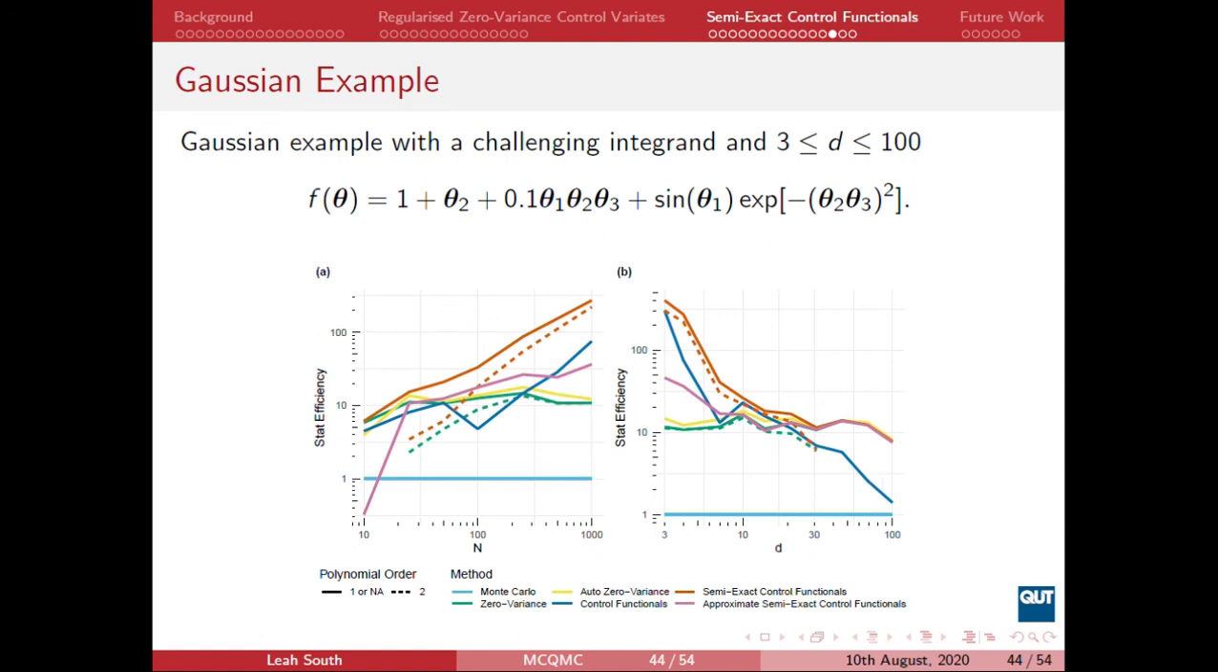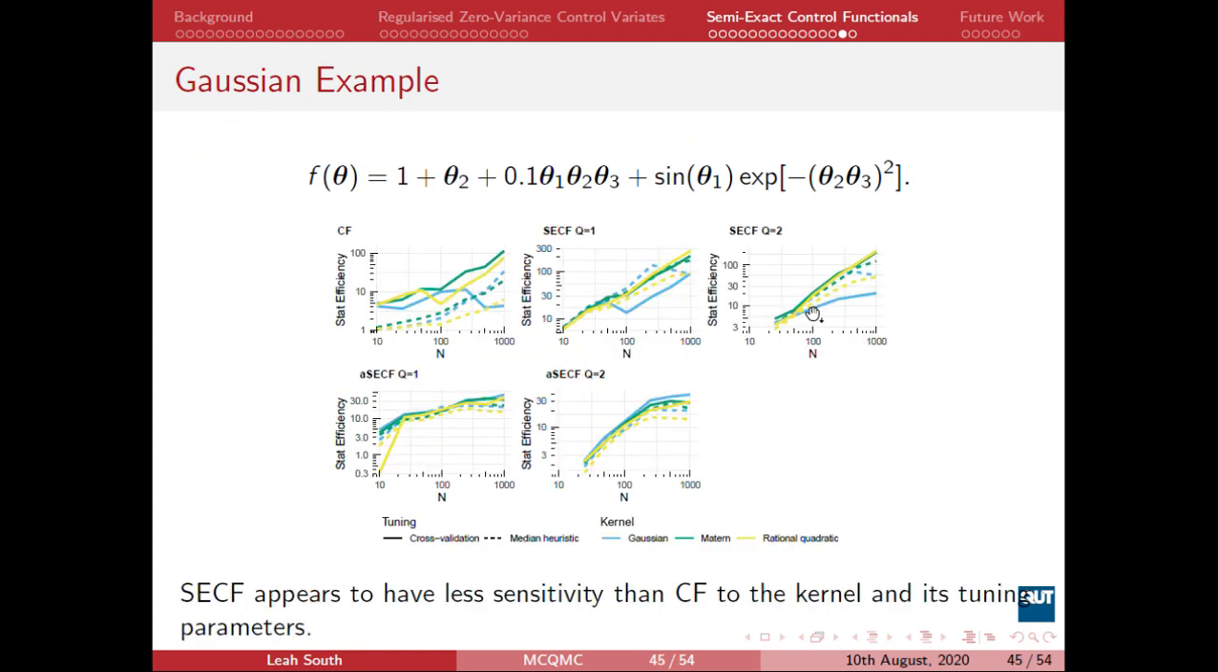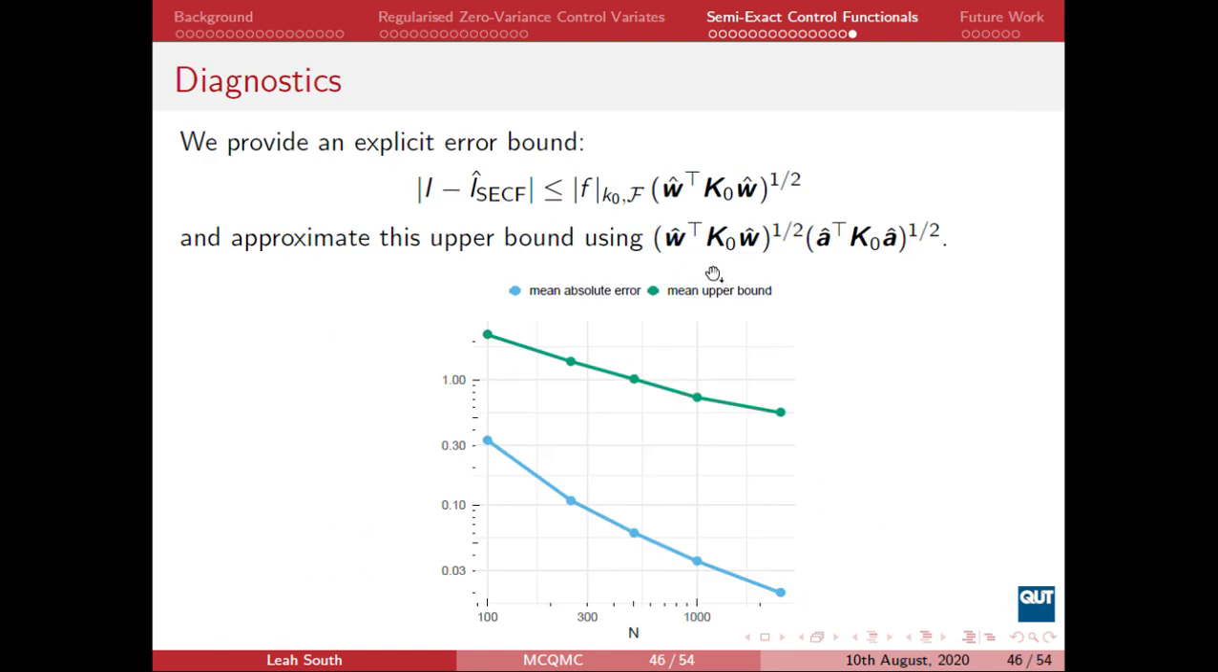In general, what we found is that if control functionals went well on the problem of interest, then semi-exact control functionals can go similarly or better. And if zero-variance control variates went well, then semi-exact control functionals could go similarly or better. So regardless of whether the parametric or non-parametric approaches were working previously, our approach can be competitive with previous methods given a sufficient sample size. We also find that semi-exact control functionals has less sensitivity than control functionals to the kernel and its tuning parameters. We look at an explicit error bound, which I don't have time to go into, but you can see the paper if you're interested.